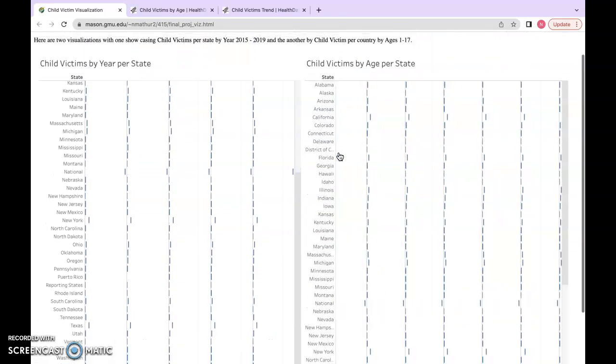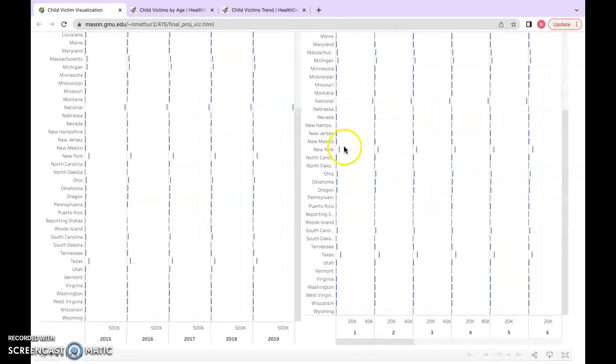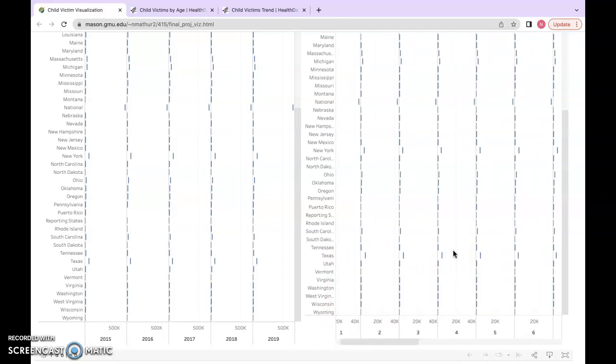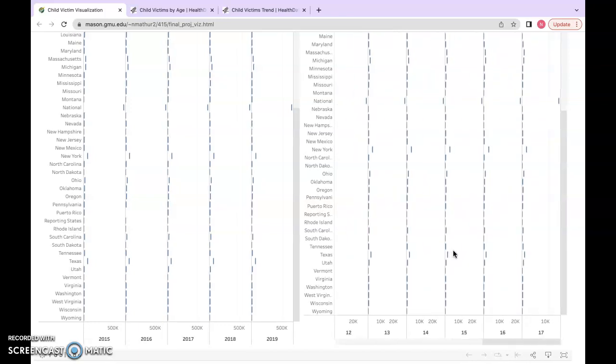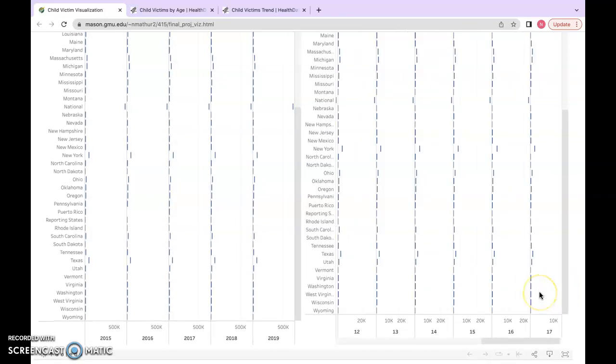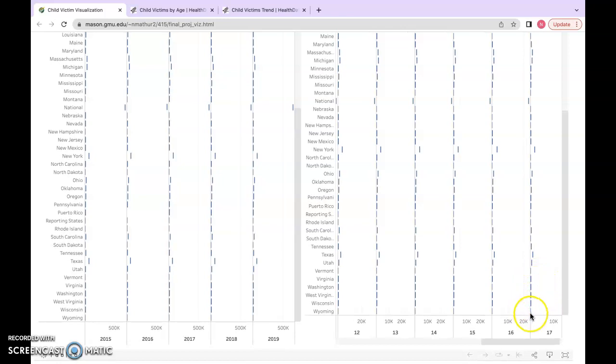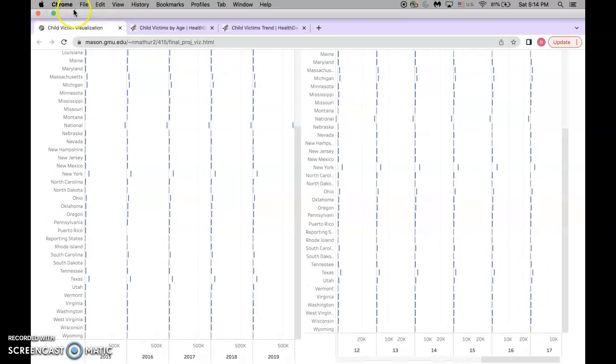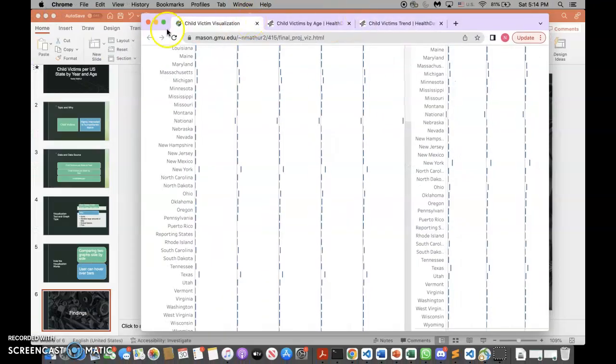All of these big population states have quite a bit of child victims, which makes sense. But Texas seems to be the one with the biggest amount for the age of 1. And then the lowest number of child victims are of the age of 17 in Wyoming, which is over here at 16. And that brings me to the end of my presentation.